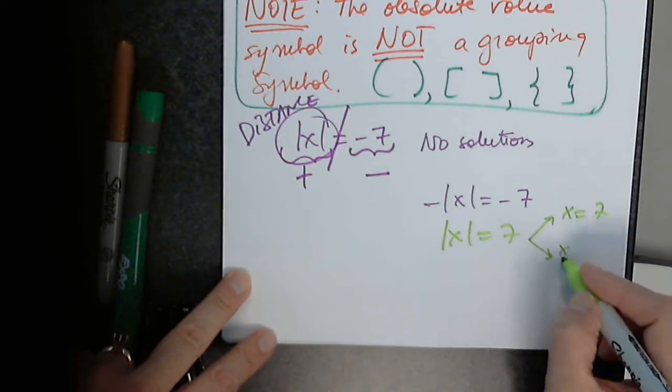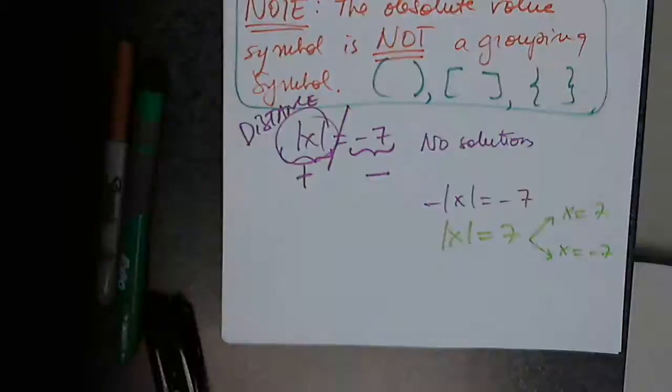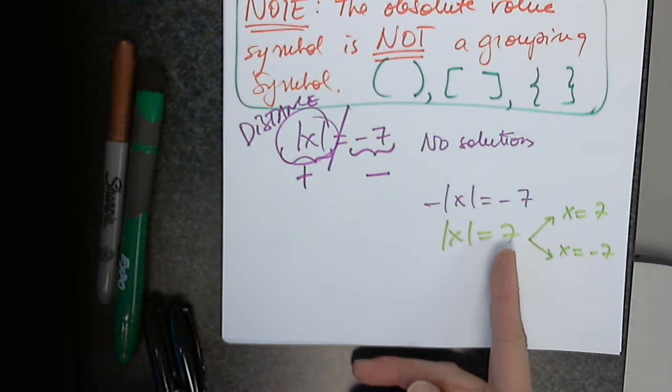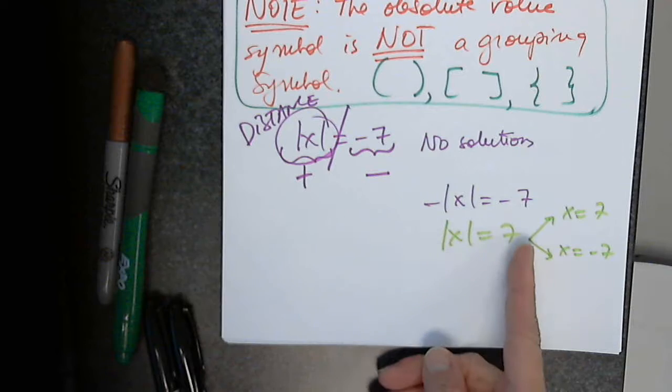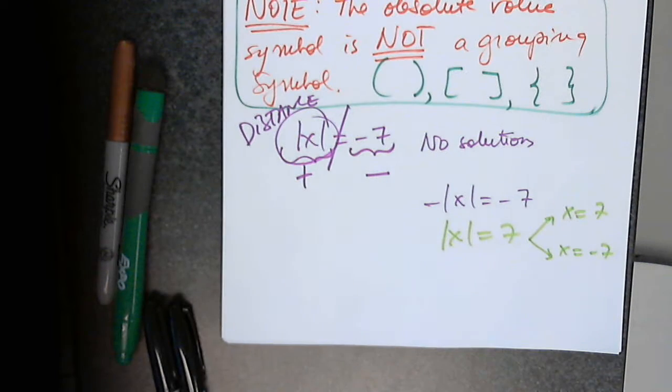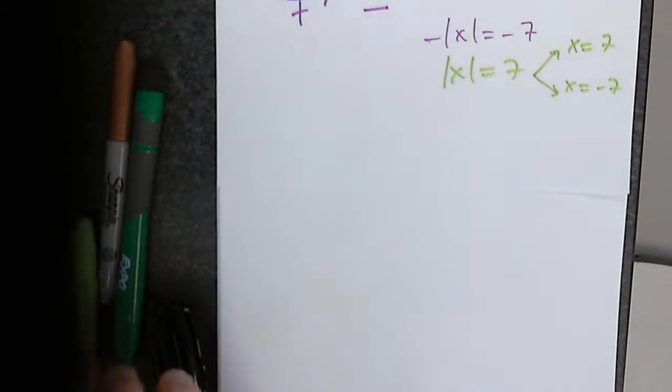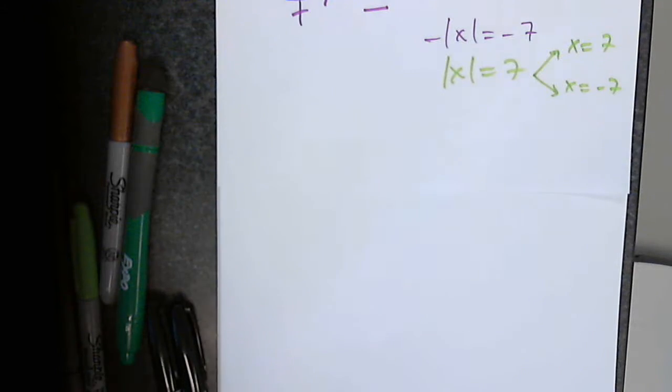Exactly. You can always go back and plug it in. If you want to check, the absolute value of 7 is 7. Is the absolute value of -7 7? That's it. Good. So now let's look at another example and then choose some problems from the book.